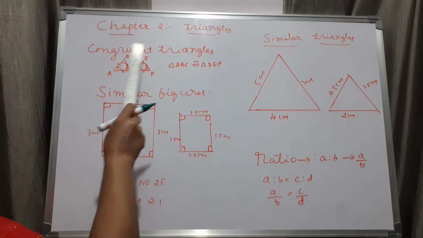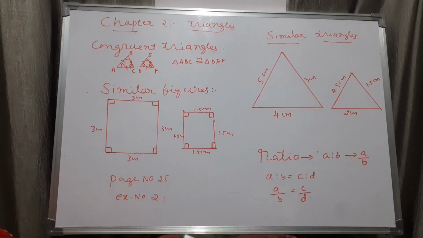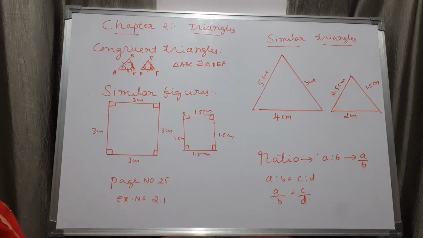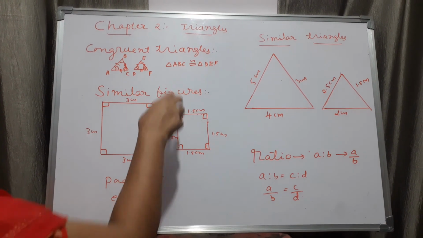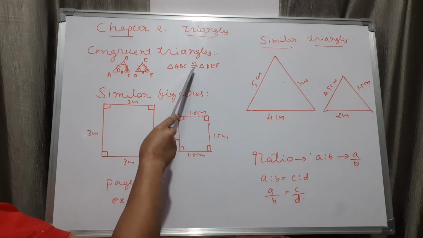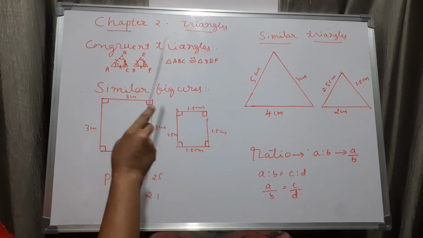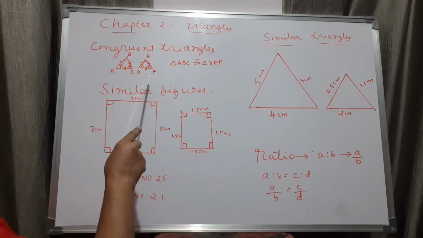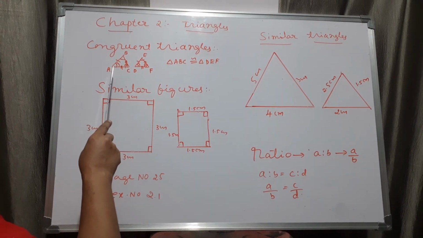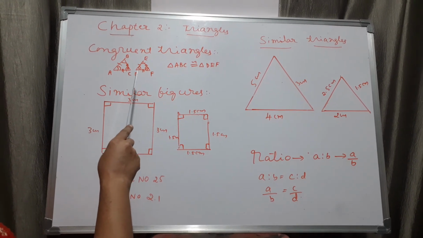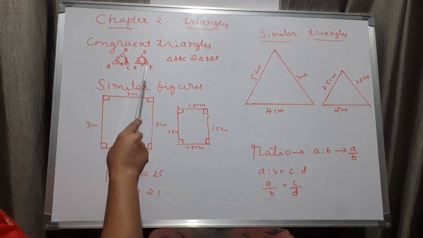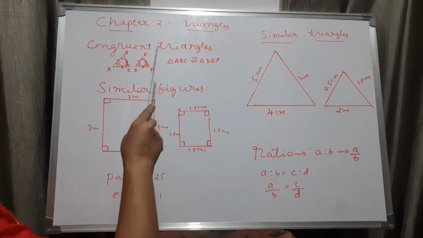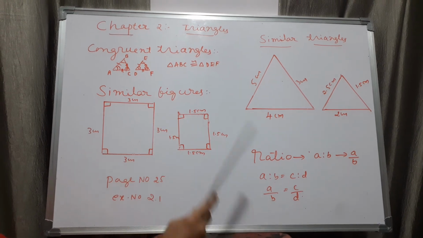See here, you know the meaning of congruent triangles from 8th standard. In that, you know the meaning of congruency. The symbol of congruency is this one. And you know the meaning of congruent triangles. In two triangles, three sides and three angles of one triangle are equal to the corresponding three sides and three angles of the other triangle, then they are said to be congruent triangles.